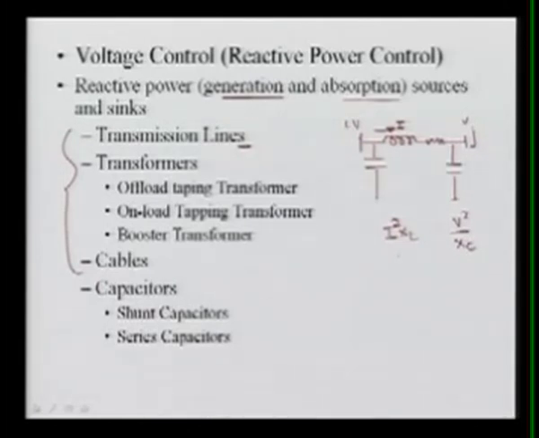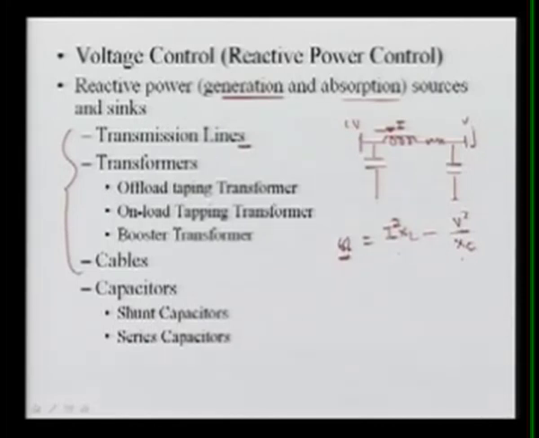So now it depends whether the reactive power Q is positive or negative. If this value is negative, then we can say this is generating reactive power. That means this is the loss, this is the generation, that is absorption minus generation. If this value is negative, then we can say this transmission line is generating reactive power, or if it is positive, then we can say this transmission line is absorbing reactive power.